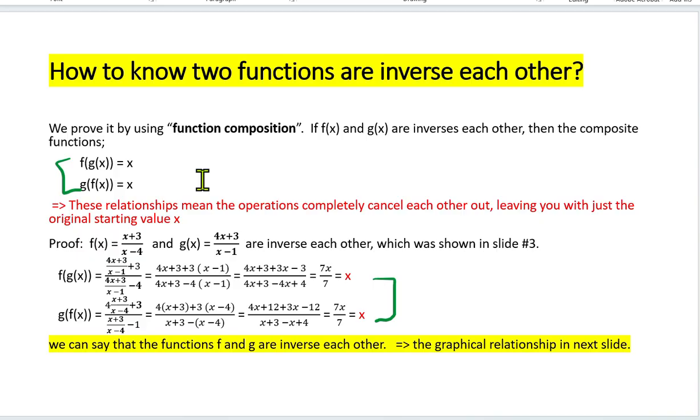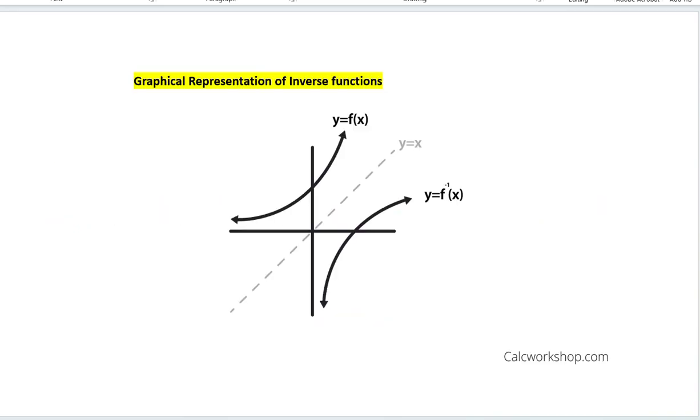So we proved that by the definition. We can say f of x and g of x are inverse functions of each other. So the functions f and g are inverses of each other. And we want to see the graphical relationship in the next slide.